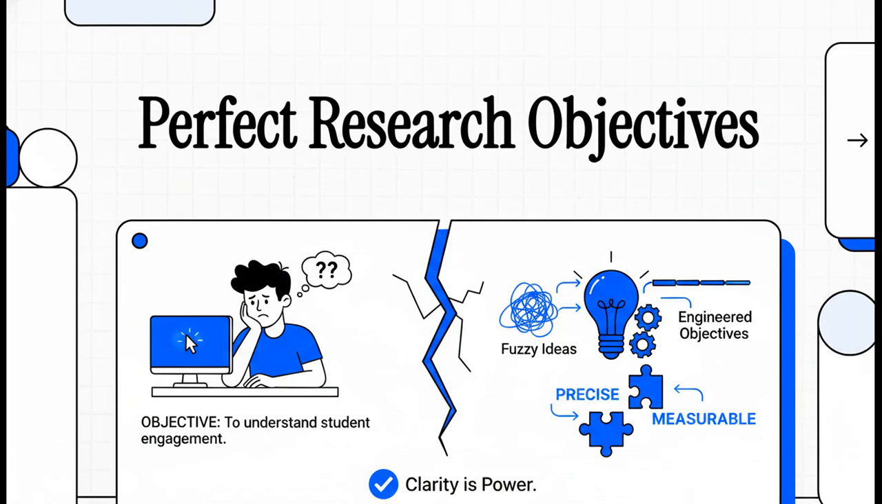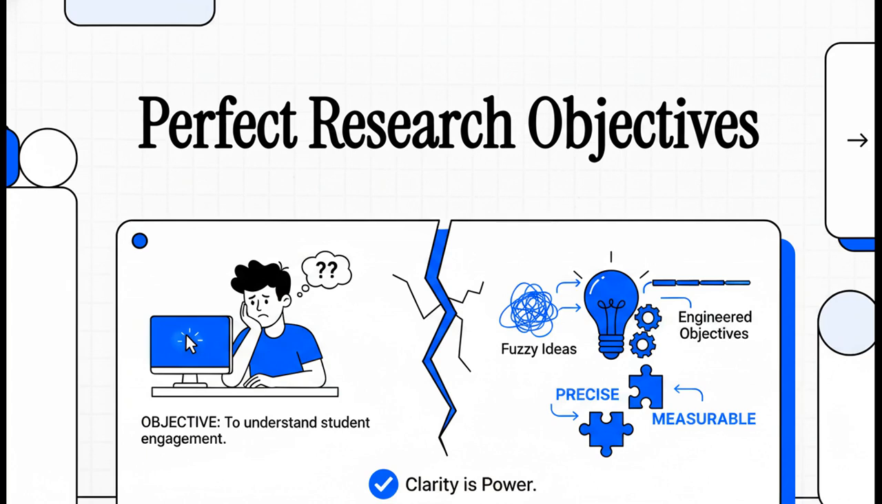Picture a student. Let's just call him Alex. Now, Alex is sitting at his desk, just staring at a blinking cursor, basically waiting for a brilliant research proposal to magically write itself. His current objective reads, to understand student engagement. Sounds okay, right? Well, actually, no, wrong.